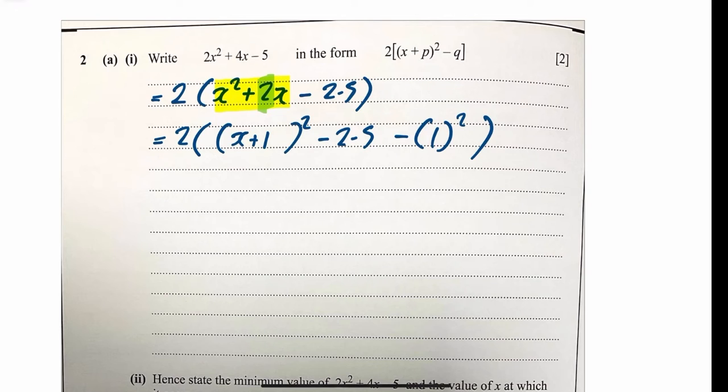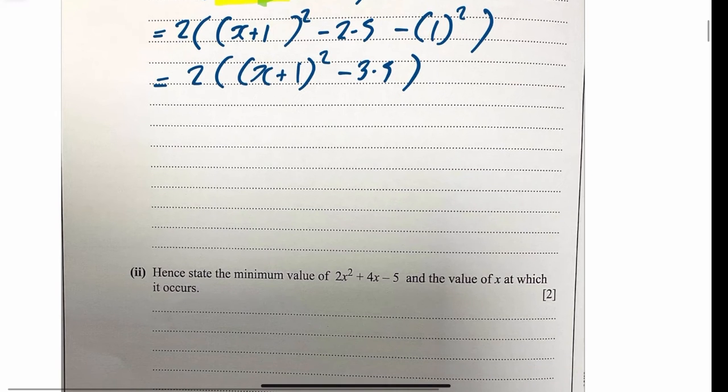Okay, so what you have then, tidy up, that's going to be 2 brackets x plus 1 squared, and 2.5 minus another 1 is just going to be minus 3.5. So that is it. It's now in the same form as they wanted, so that should be 2 marks for us.